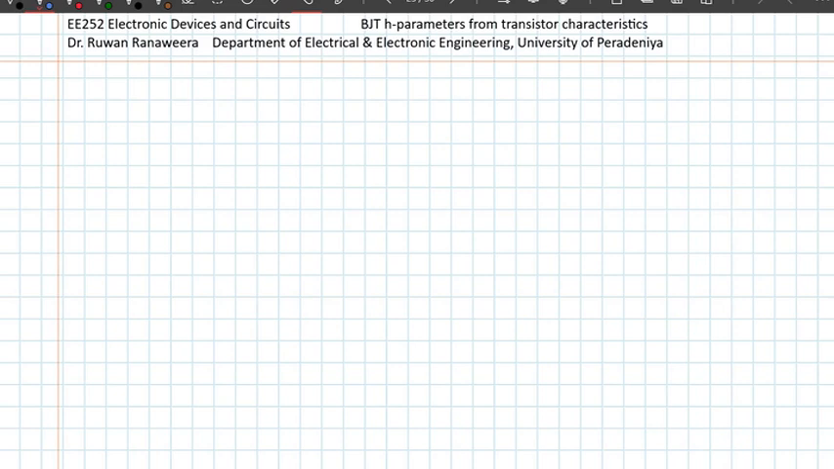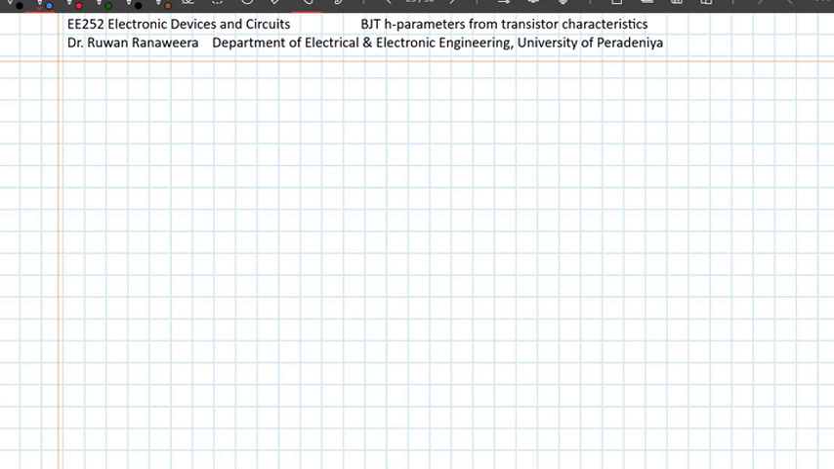What we are going to talk about is how we can use these output characteristics to obtain certain H parameters, and also the input characteristics. The input characteristics were basically a functional relationship between input voltage, that is VBE, and the input current IB, with output voltage, that is VCE, as the parameter.